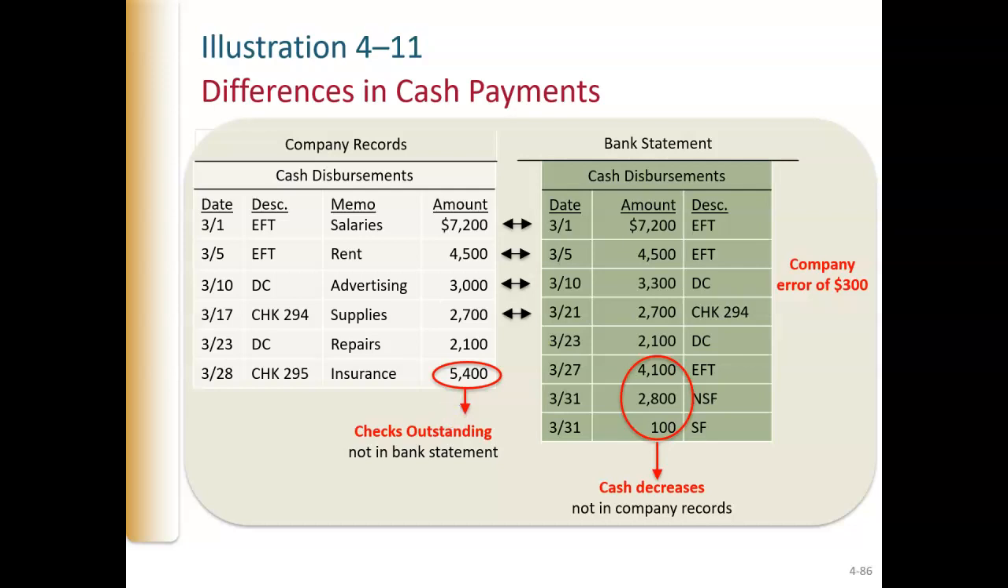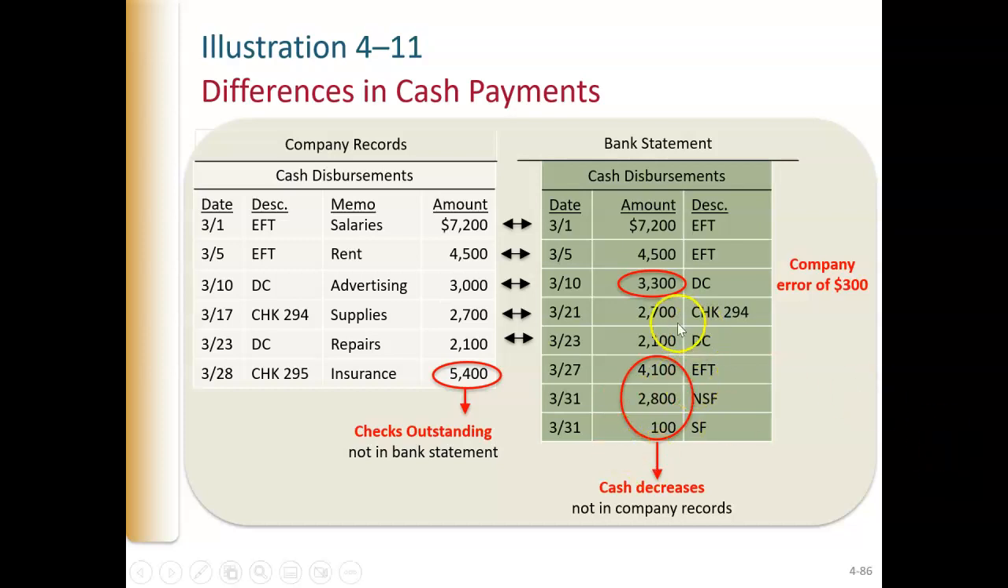Then, supplies, repairs. Oh, but look here. The insurance that we wrote a check for $5,400 didn't hit the bank yet. So on the bank side, we're going to show that $5,400.